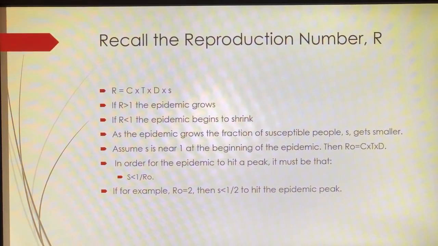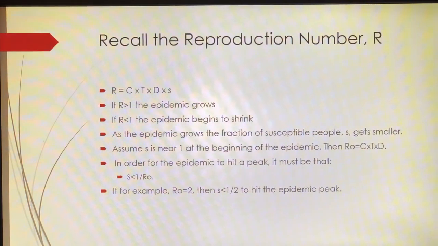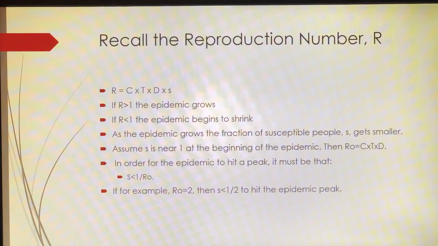So then the epidemic takes off, S starts getting smaller and smaller, and eventually, as S gets smaller, that reproduction number shrinks to be less than 1. And specifically, in order to hit this point where R is less than 1, we have to have S less than 1 over R0. So for example, if R0 is equal to 2, then we need to get the fraction of susceptible people in the population to be less than 1/2 in order to hit that epidemic peak.